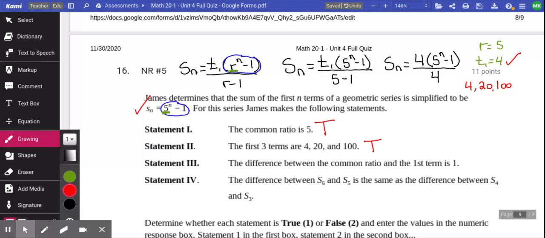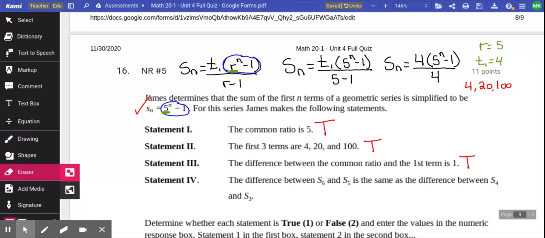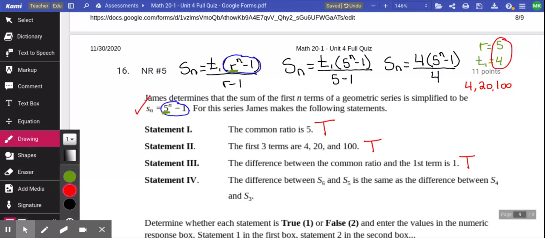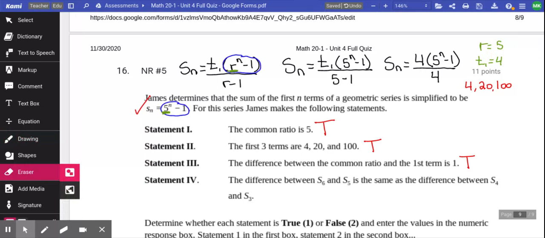Number 3, the difference between the common ratio and the first term is 1. That is true because the first term was 5 and the ratio was 4. So the difference between these two numbers would have been 1. That is true. And the last one, the difference between S of 6 and S of 5 is the same as the difference between S of 4 and S of 3. That's highly unlikely, but we're just going to prove it anyway.